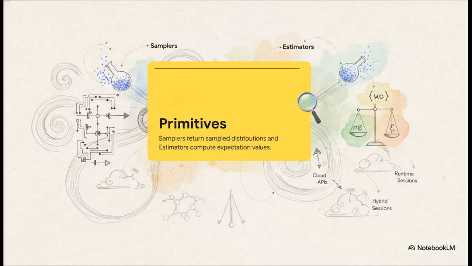And this brilliantly illustrates how we actually get jobs onto the hardware today. You don't just send raw circuits anymore. You use execution mechanisms known as primitives. You've got samplers, which you use when you need to return sampled bit string distributions from your circuits. And you've got estimators, which you use when your algorithm needs to compute the expectation values of specific observables, which, by the way, is foundational for stuff like quantum chemistry or variational algorithms. You submit these primitives via cloud APIs or runtime sessions to keep that hybrid loop highly efficient.